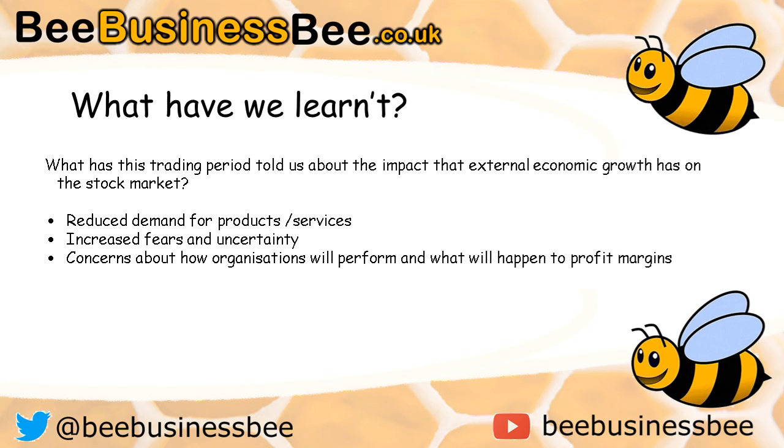So what have we learnt this session? Well, we've learnt the impact that external economic growth can have on the stock market. We looked at an economic downturn, and as a result of an economic downturn, we saw a reduction in demand for products and services. Because we saw a reduction in demand for products and services, we started to see an increased level of fear and uncertainty. And that was with consumers and how it had a knock-on effect with the actual share investors. And of course, then we got to see concerns grow about organisations and what they'll do in the future.